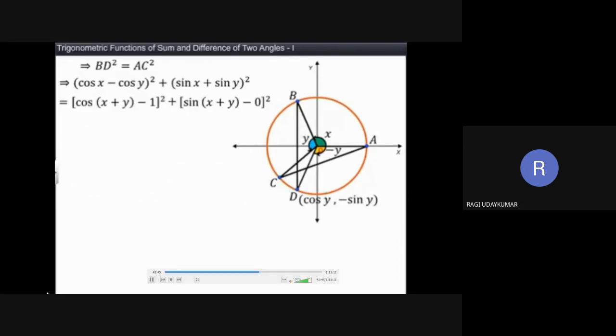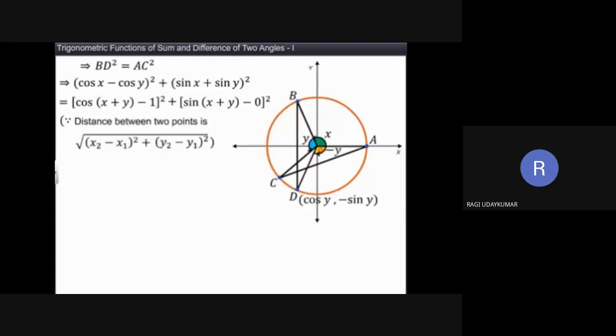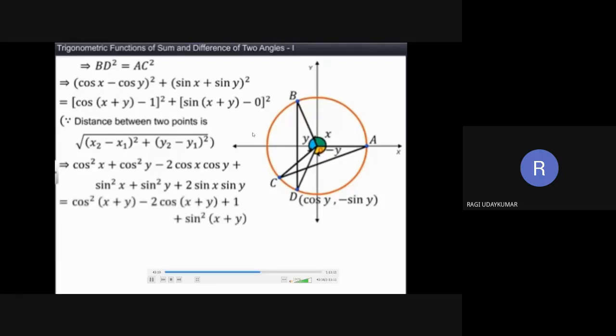Is it clear to you? Yes, sir. And expand it. Using the distance formula, this is the formula used: x2 minus x1 whole square plus y2 minus y1 whole square. And on the expansion, cos square x plus cos square y minus 2 cos x cos y plus sin square x plus sin square y plus 2 sin x sin y. The left hand side part is expanded, and the right hand side is also expanded using the a minus b whole square and a plus b whole square formulas.